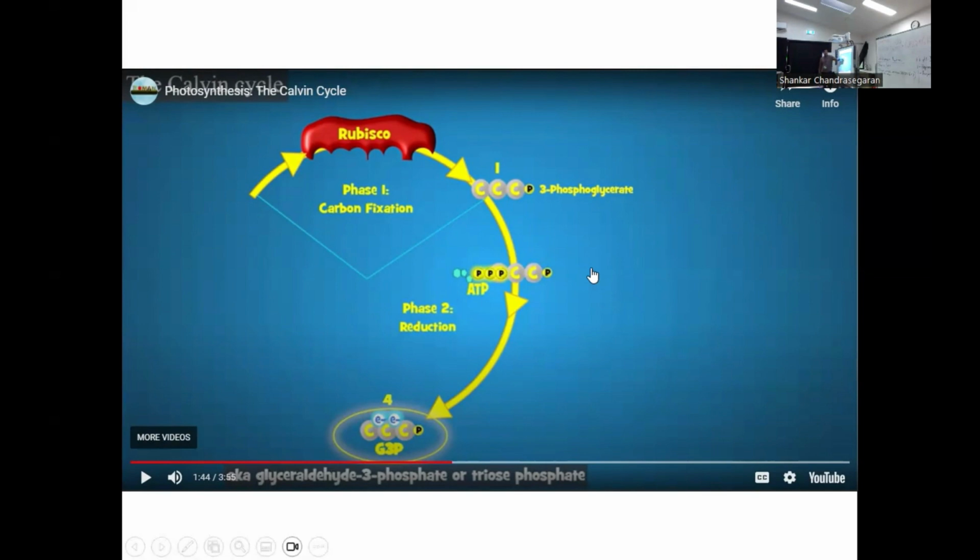So this is why this is referred to as a C3 plant. This exact stage right here, where it generates a 3-carbon molecule. That's how it's different between the other 2, C4 and CAM. C4 and CAM make a 4-carbon molecule here instead of a 3-carbon molecule. So that's how they're different, but we'll get to that later on.